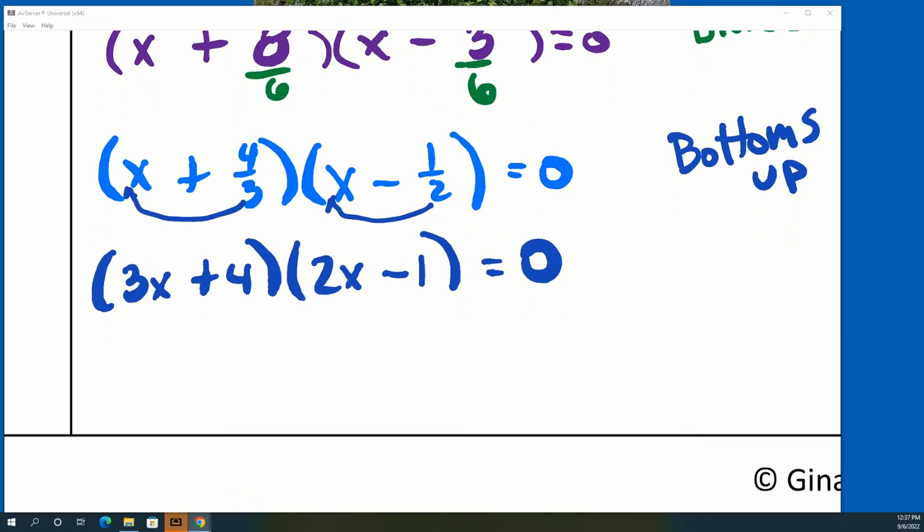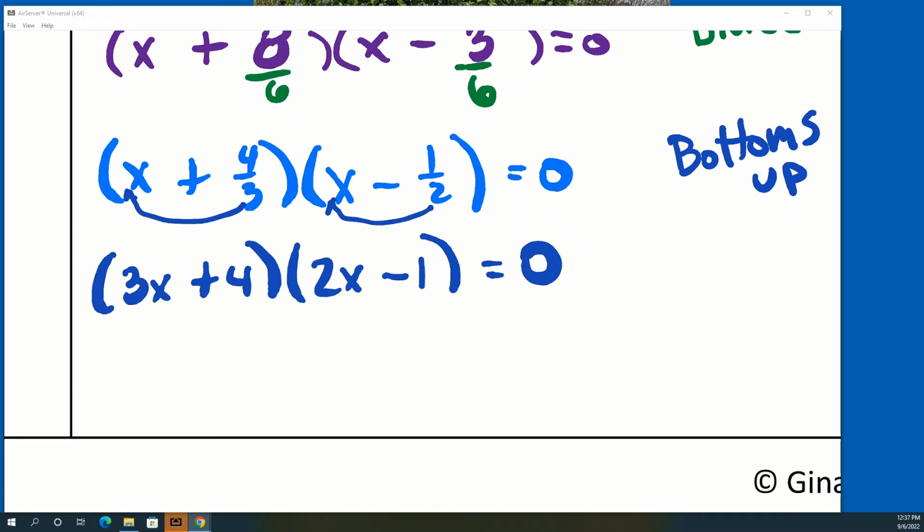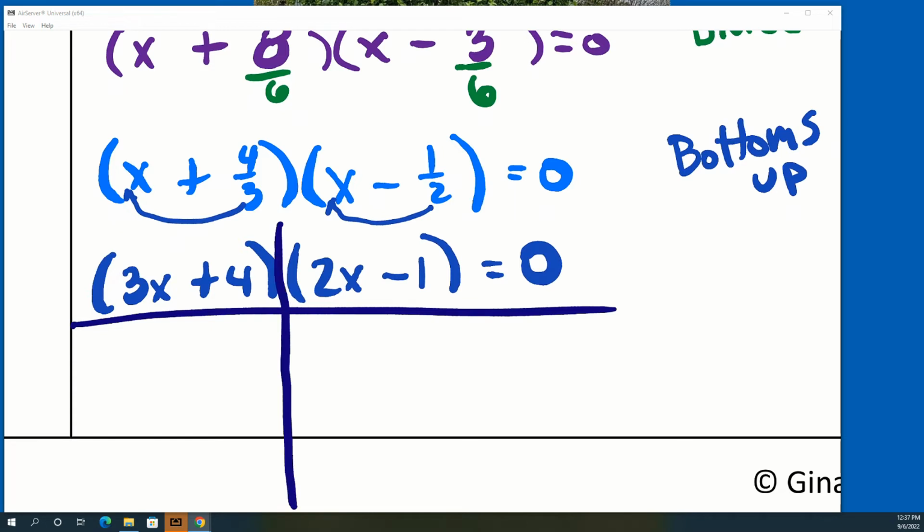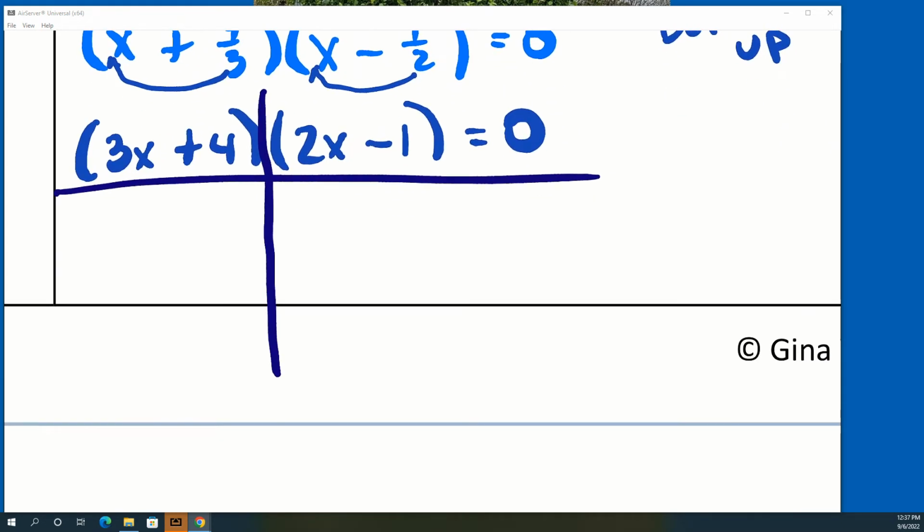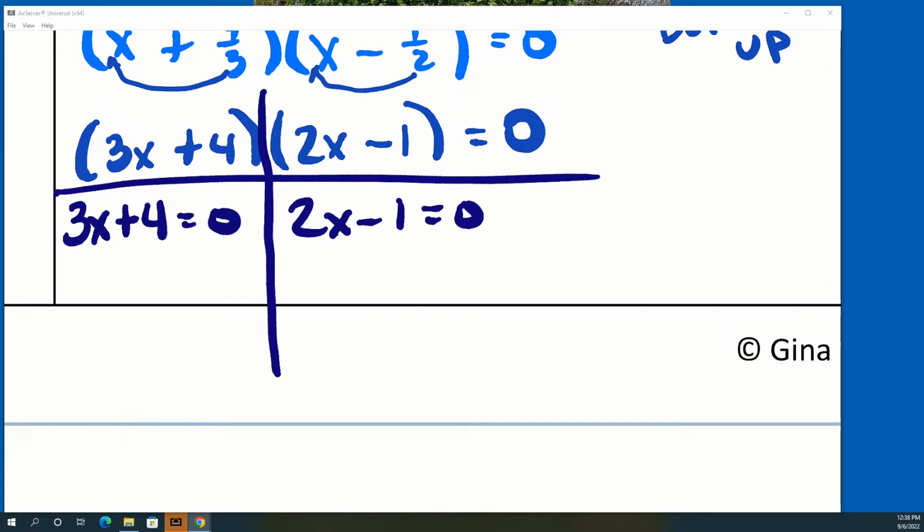All right, and now we've done the factoring step. Okay, and now we're ready to set each of these equal to 0. Now the ones where you do slide, divide, bottoms up, they may go outside of the box, depending on how big you write. Okay, so both of these are going to have 2 steps, an addition or subtraction step.